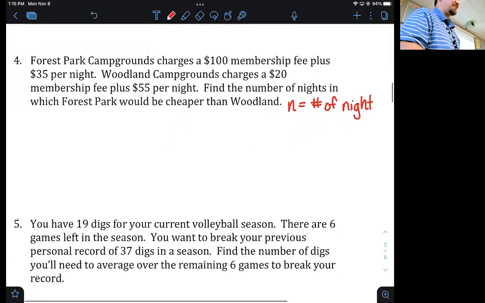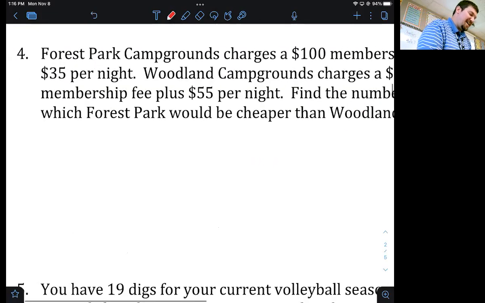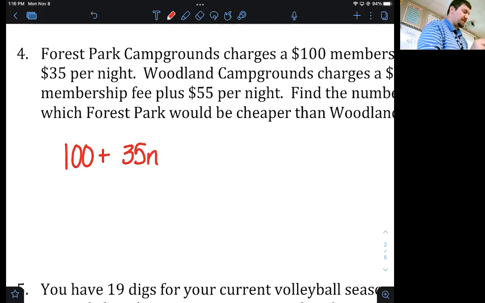How many nights are there going to be at these parks? So $100 for Forest Park plus $35 per night. So 35 N.